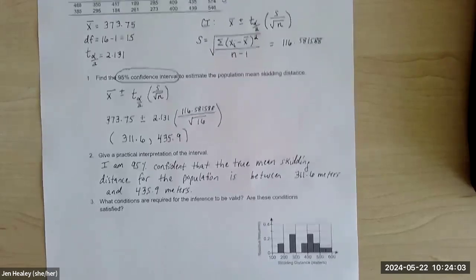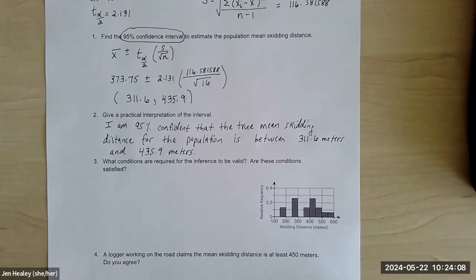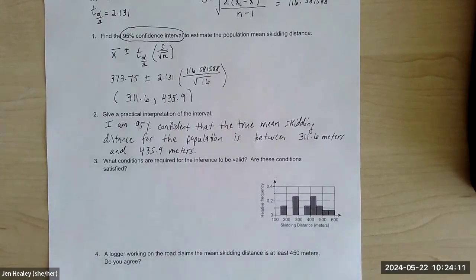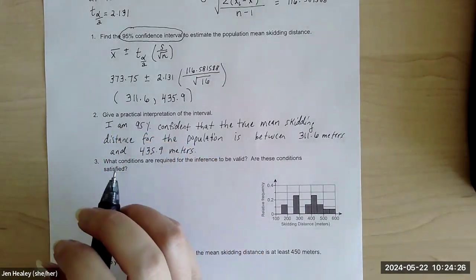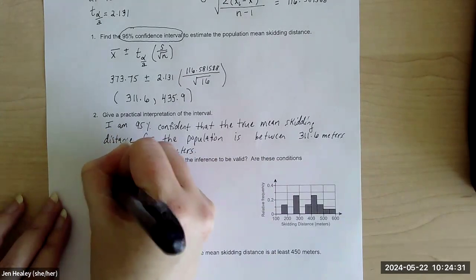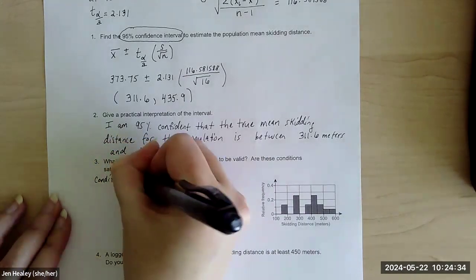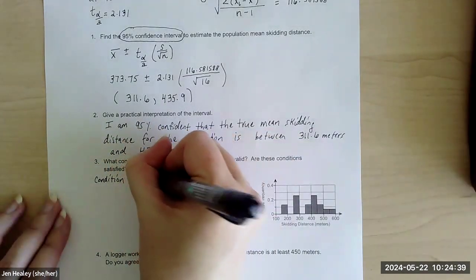The next question that popped up for that homework problem is a little, I don't like it, but I'll explain it. It says, what conditions are required for the inference to be valid? Are these conditions satisfied? When we're using a small sample t-test to do a confidence interval here, we have 2 conditions that we're always going to be assuming. So condition 1 is that this is coming from a random sample.